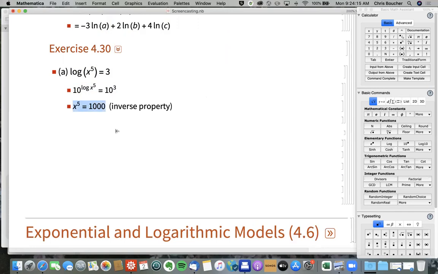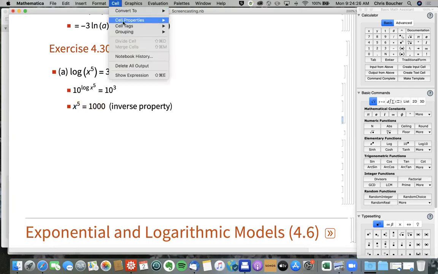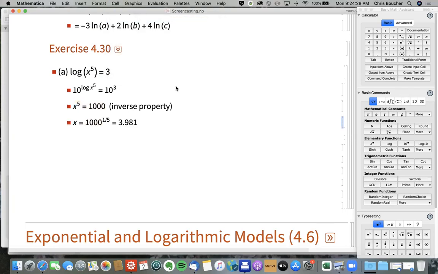Remember that you can solve power equations like this. The variable here is not in the exponent, it's in the base. What I want to do here is take fifth roots on both sides. Taking a fifth root is the same thing as raising to the 1/5 power. So really what I did here was raise both sides to the 1/5 power, and so I get 1,000 to the 1/5. When I do that on a calculator, I get 3.981.